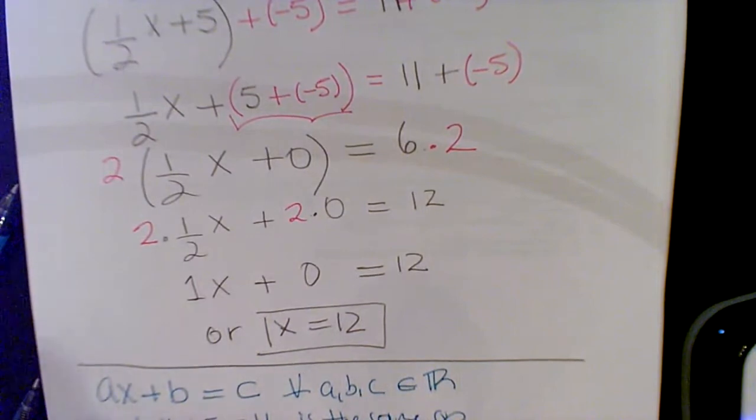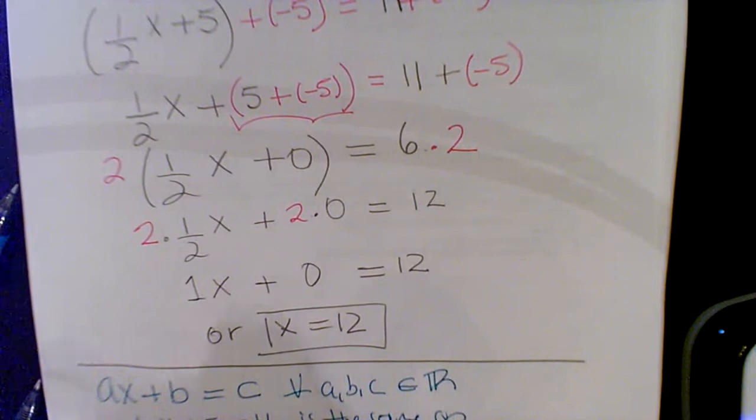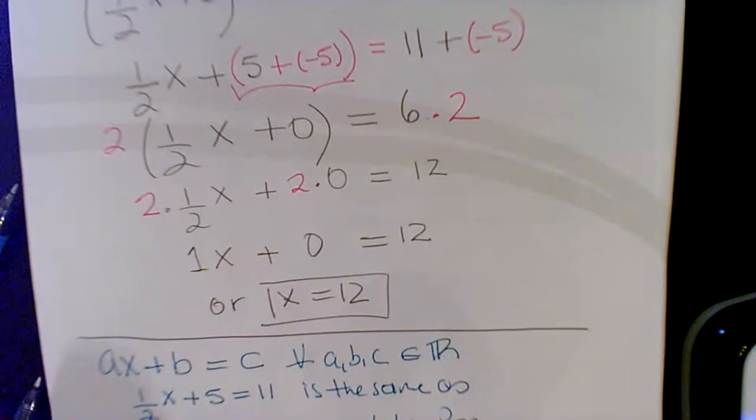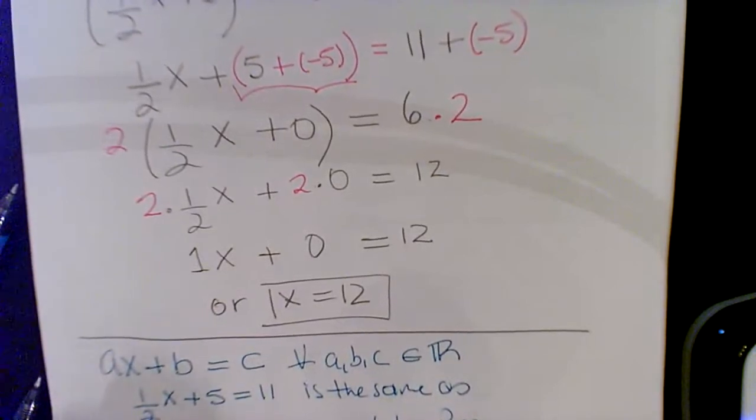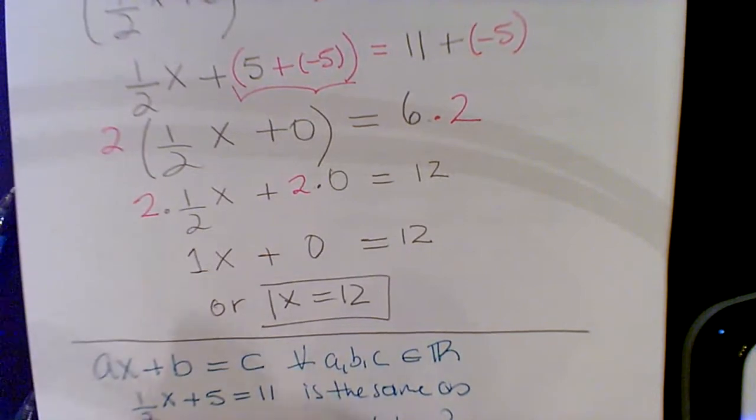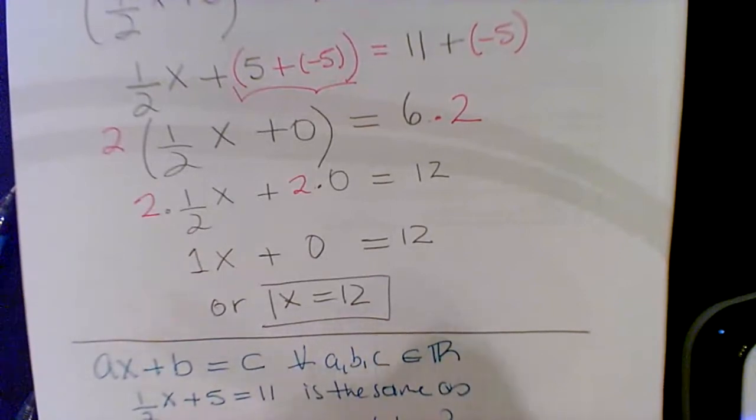If I say 11 is equal to 1/2 x plus 5, that's what? That's the definition of equality. And if I say 11 is equal to 5 plus 1/2 x, that's the definition of equality and commutative. Okay?